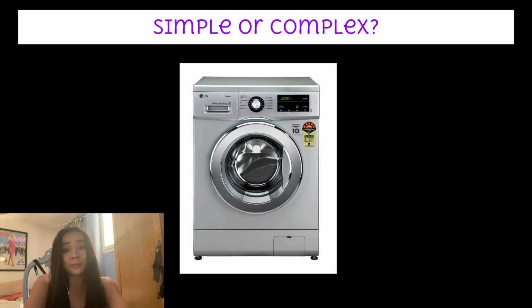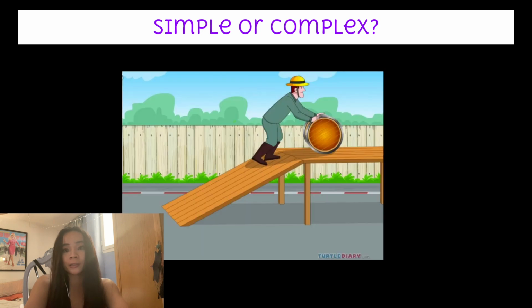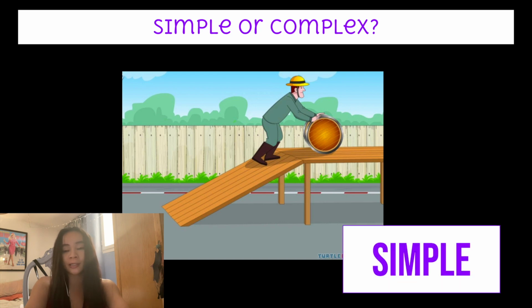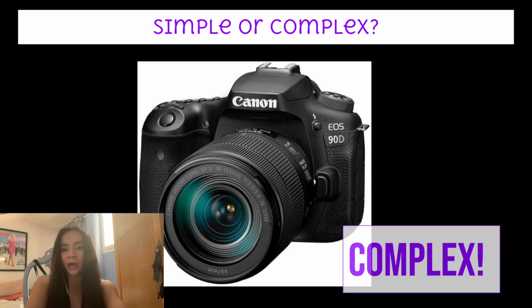And this, do you think it's simple or complex? Very complex. And do you know how to say this? A washing machine, where you wash your clothes. Simple or complex? Simple. And what type of simple tool or machine is this? Inclined plane. Good. Simple or complex? Extremely complex. How do you call this? A camera. Cameras are extremely complex to make.